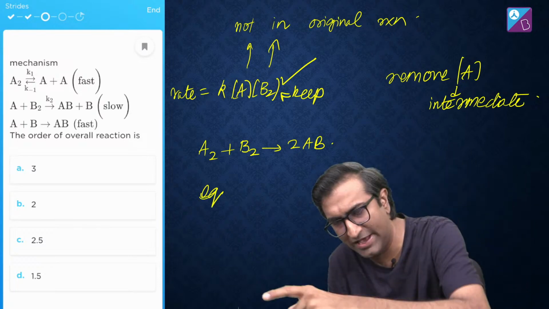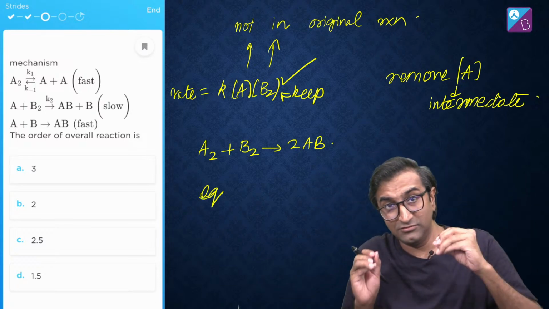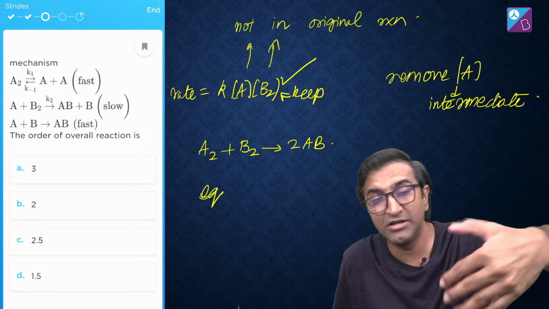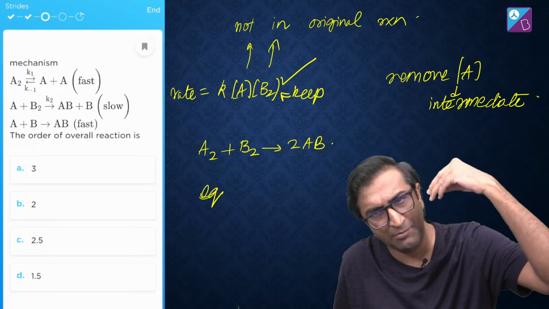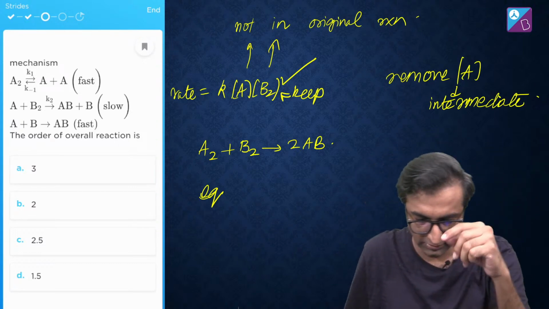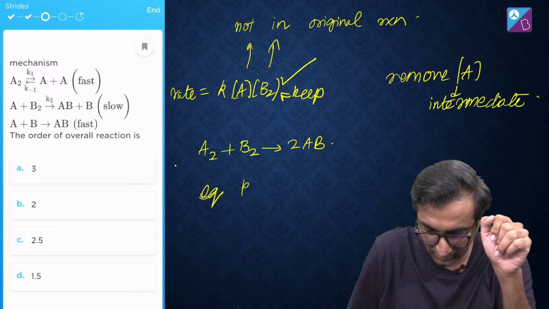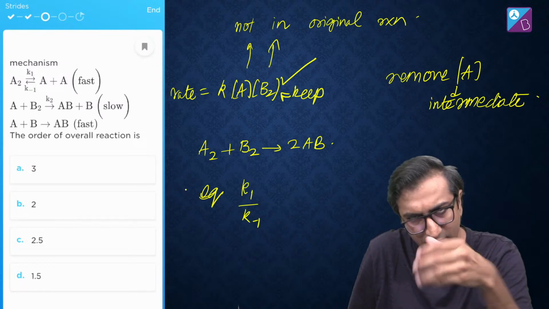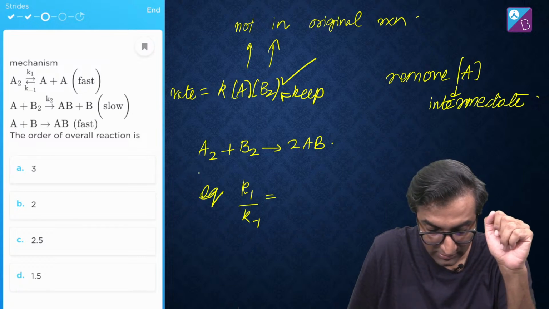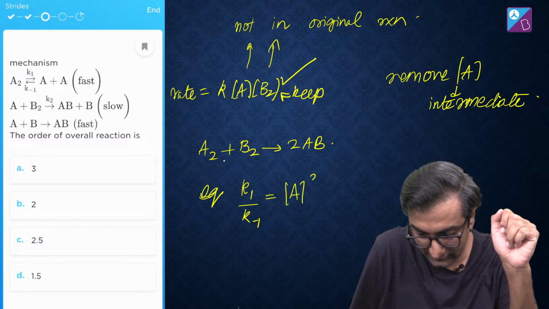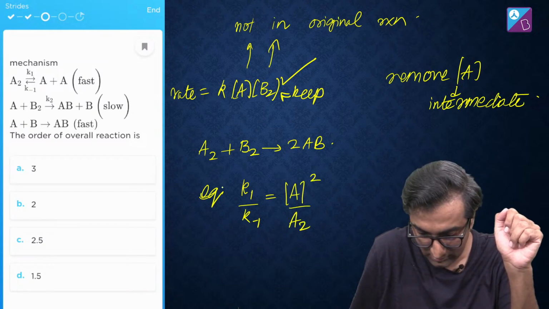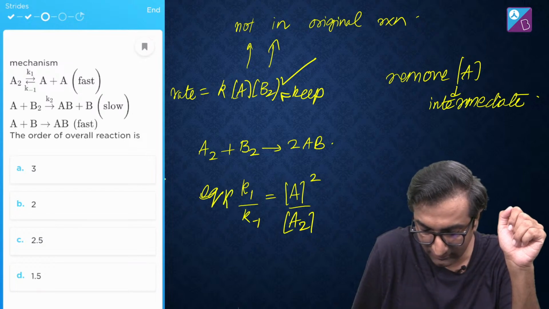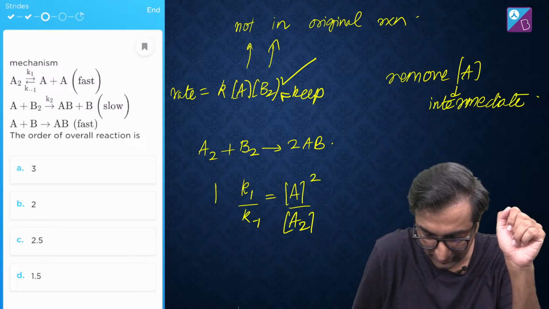मतलब वो जल्दी हो जा रहा है, but पूरी तरह complete नहीं हो रहा है. जल्दी देखो, time and completion are two different things. It is happening quickly, but it doesn't go to completion. Okay, so equilibrium के हिसाब से K1 by K inverse, forward by backward, which is equilibrium, is going to be equal to A squared divided by A2. Let's call this K. इसको हम लोग K बुला देते हैं, ठीक है?